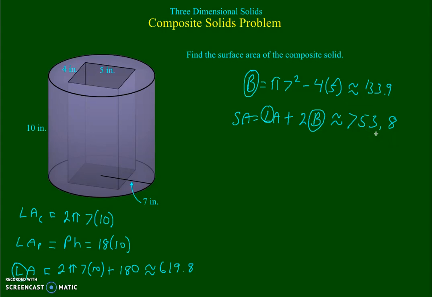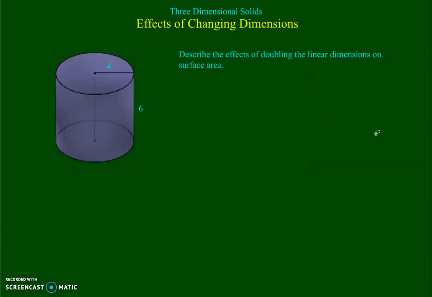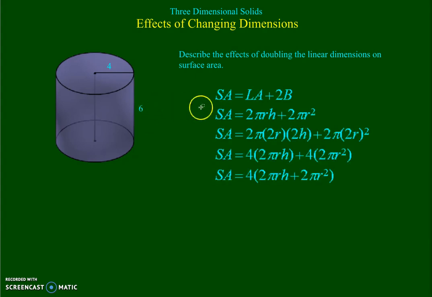Let's move on to the next topic. In this problem, we're being asked to describe the effects of doubling the linear dimensions on surface area. Now, the best way to deal with these types of problems, rather than calculating all this out, is to just take a look at the formulas themselves. Here's the formula for surface area. It's lateral area plus 2 times area of the base. Lateral area is 2 pi r h, and the area of the base is pi r squared.